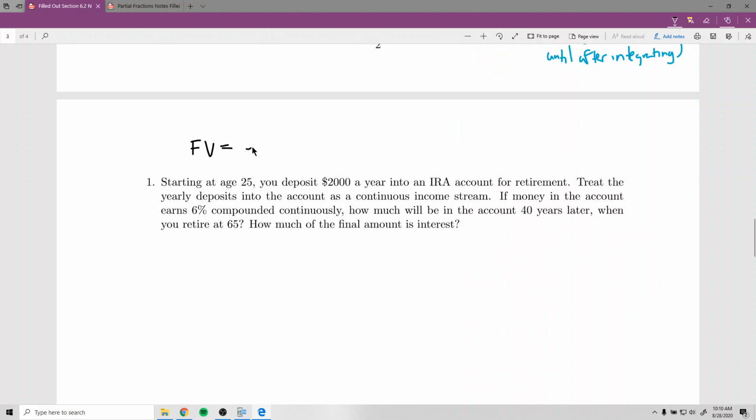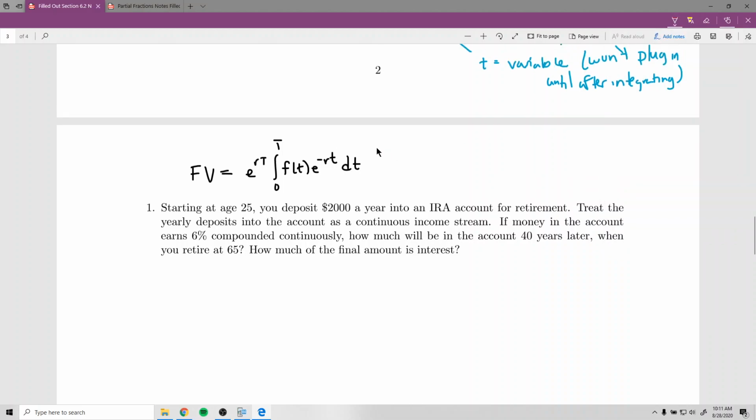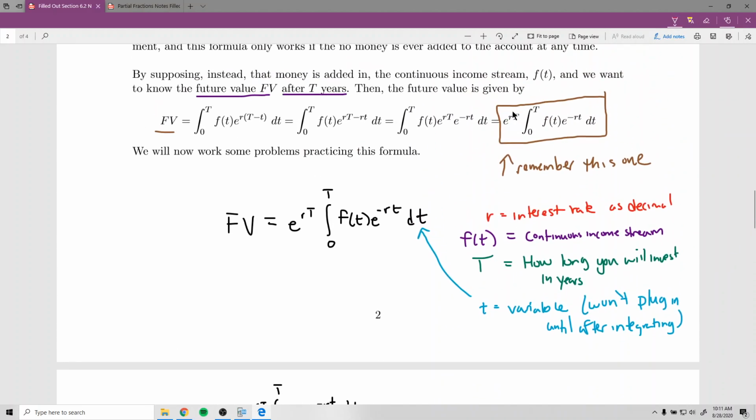F of v equals e to the r capital T, integrate from 0 to capital T, then f of lowercase t times e to the negative r lowercase t dt. Okay. And I guess I should have explained something here. Why can the e to the RT be outside of the integral? Well, it doesn't have a lowercase t in it. It doesn't have our variable in it. So we are allowed to bring it out. This is just going to be a number. So that's why that's out front.